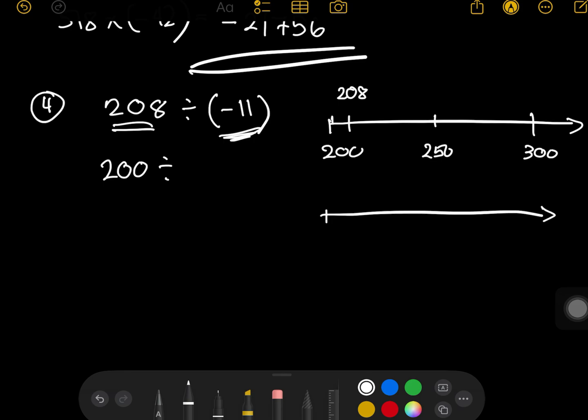and then again, this is the 2-digit number. You draw your number line: negative 10 here and negative 20 here. Why did I choose these numbers? Because negative 11 is between negative 10 and negative 20, and negative 11 is around here. So we can round negative 11 to negative 10, divided by negative 10. Since this is division, we can simply cancel one 0. So 20 divided by negative 1 is negative 20. And that is the approximate value of 208 divided by negative 11.